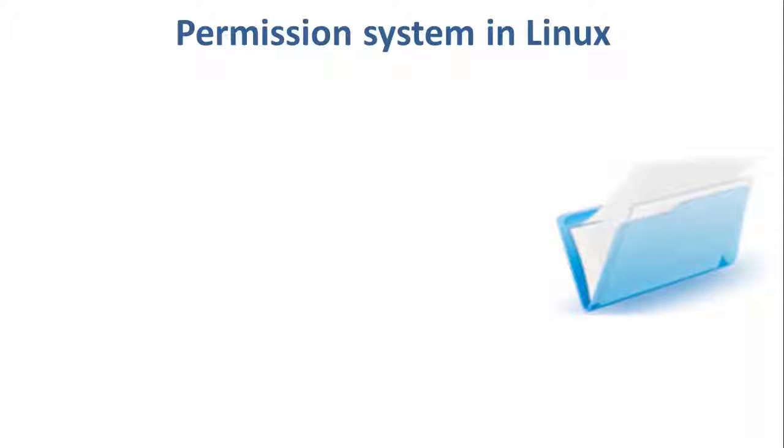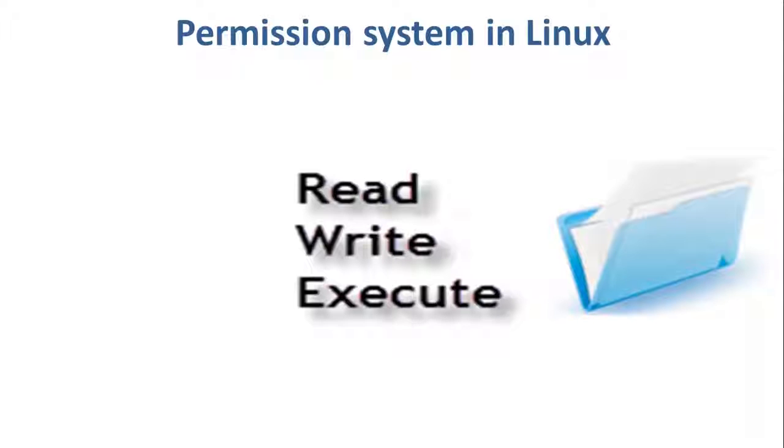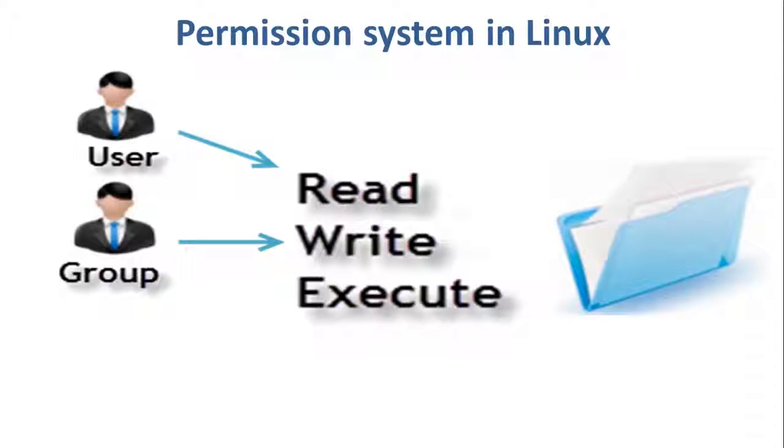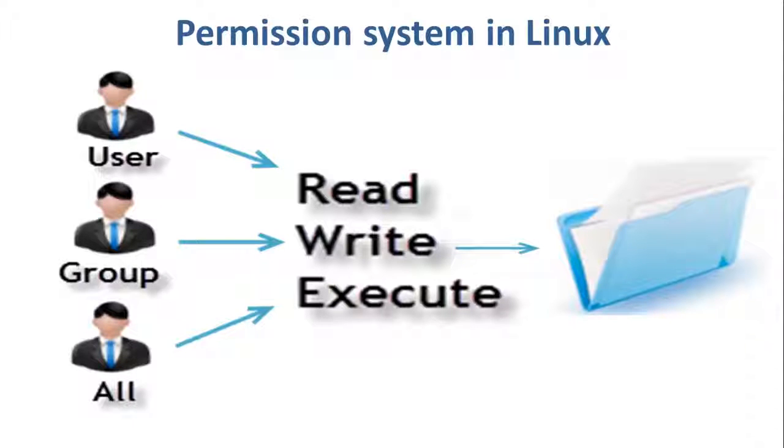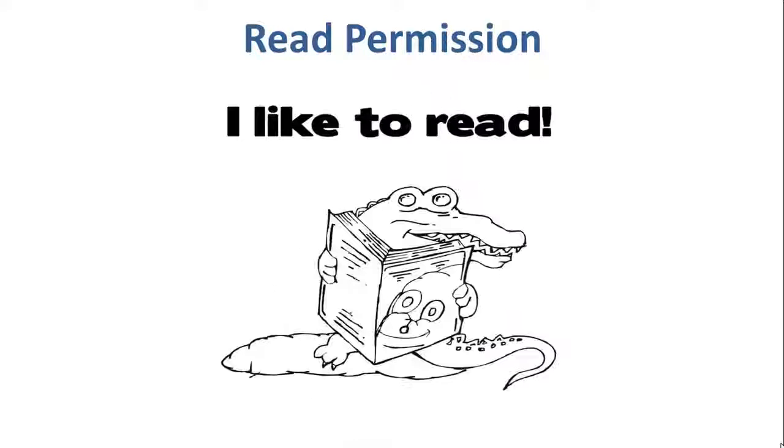Every file and directory in your Unix or Linux system has three permissions: read, write and execute, defined for all the three users that we discussed earlier. The read permission gives you the authority to open and read a file. Read permission on a directory gives you the ability to list its content.